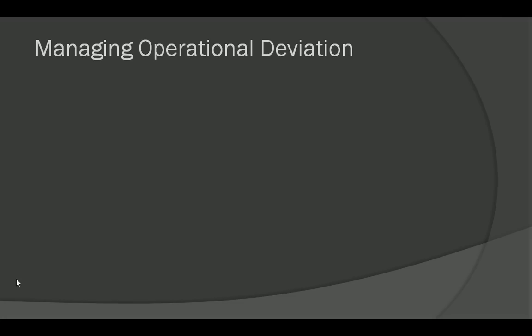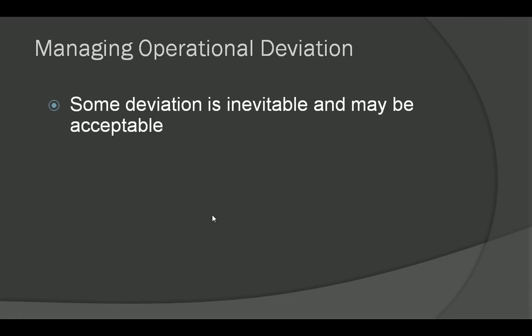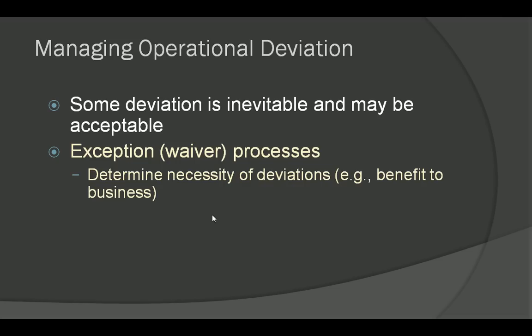We have to have some escape plan for how to deal with those issues. So it's important in IT security to support those concerns. Some deviation is inevitable and may even be acceptable, and we should have some kind of an exception or waiver process.